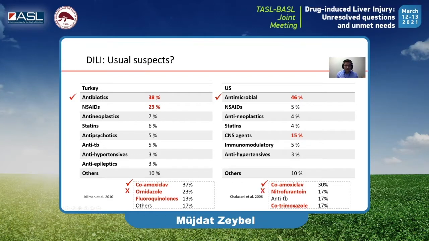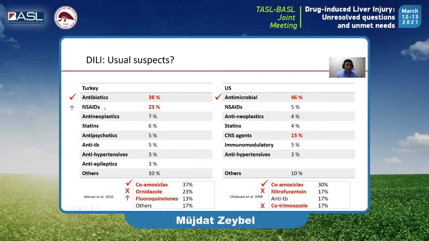When we look at the other data, we have nitrofurantoin and cotrimoxazole in the US database. We can't see them here. The reason is the Turkish microbiology and infectious disease guidelines for urinary tract infection: nitrofurantoin and cotrimoxazole are not recommended. Instead, quinolones are recommended, and you see the high number of quinolone-related drug-induced liver injury cases.